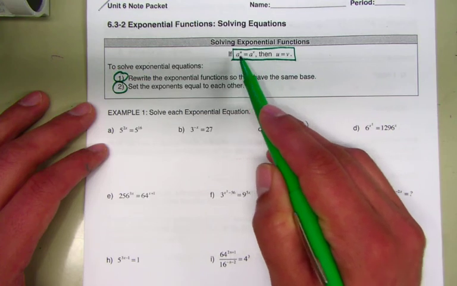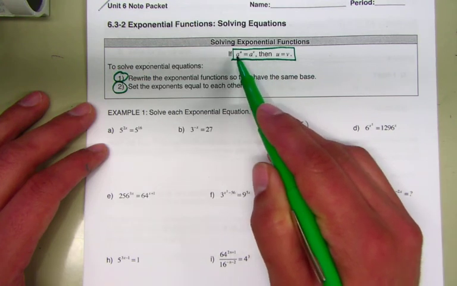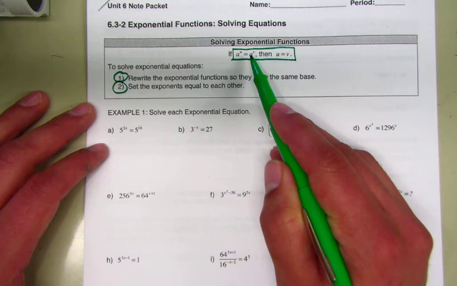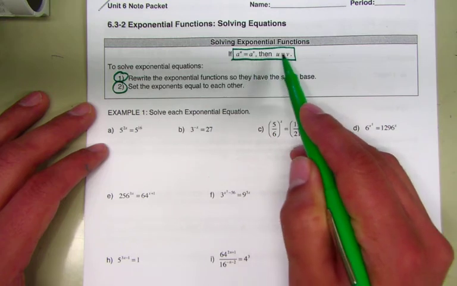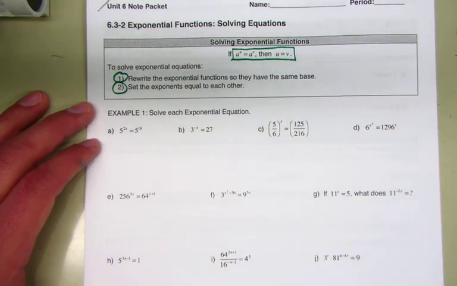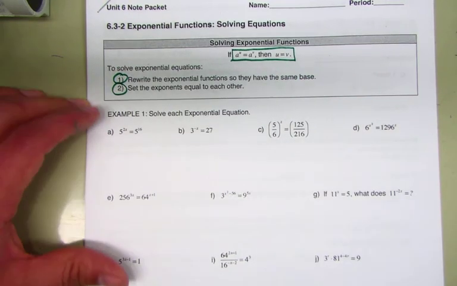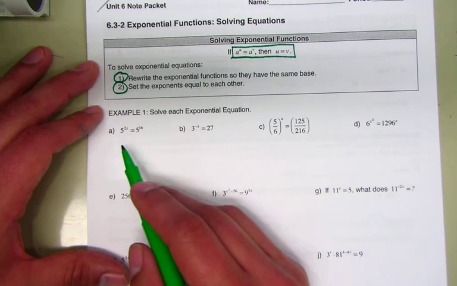here's the idea. If you have the same base on each side, doesn't matter what the bases are. That's why we have A here and A there. But as long as they're the same, whatever these exponents are, have to be equal. Okay, that's the assumption. Okay, so we'll start from the beginning and cruise through this.